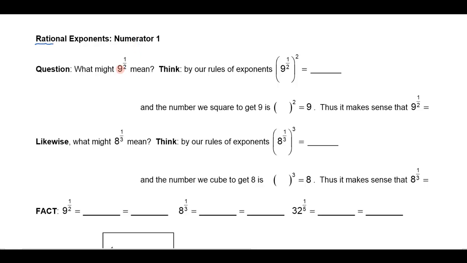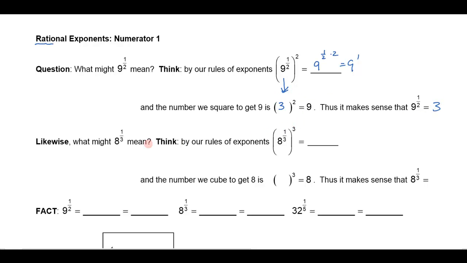So let's think about what 9 to the 1/2 power might possibly mean. By our rules of exponents, if I were to square 9 to the 1/2, I would have to multiply the exponents. That would give me 9 to the 1/2 times 2, which is 9 to the 1st power. So I have to think, if I'm squaring a number to get 9, what number would that have to be? The number we square to get 9 is 3, so it should make sense that 9 to the 1/2 is equal to 3.